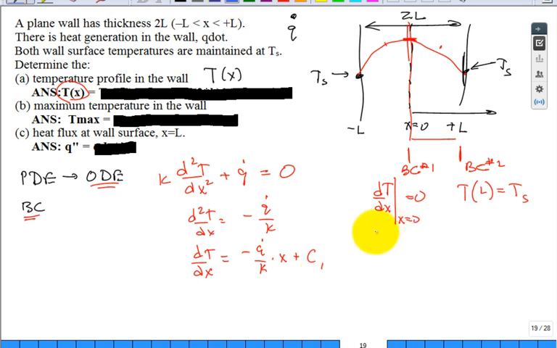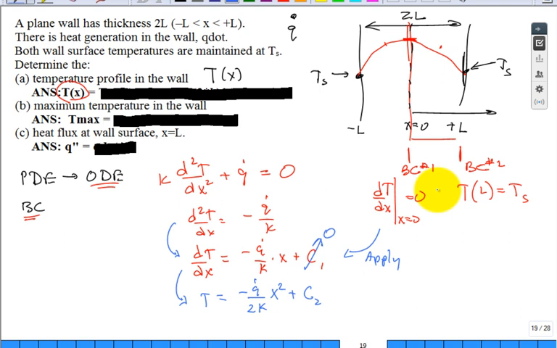If we now apply that first boundary condition, because it's a restriction on the derivative, I put in that for the derivative is equal to 0 at x equal to 0, what does C1 have to be? 0. So you apply the boundary condition number 1, and you conclude that the constant C1 is 0. So now we do another separate and integrate. We get the temperature is equal to minus Q dot divided by 2K x squared plus a new constant of integration. Call it C2.